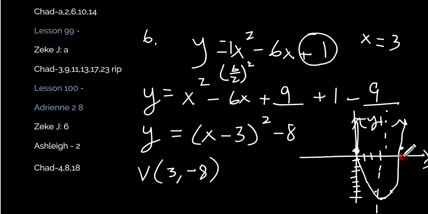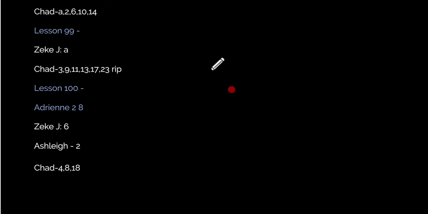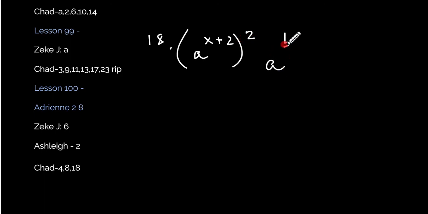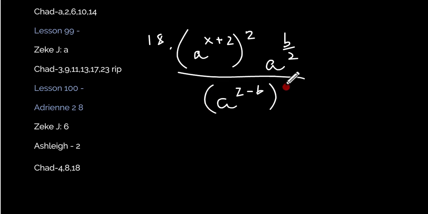All right, and the last problem of lesson 100 I'm going to do is number 18. I'm doing one of these for you, everybody. So a to the x plus 2, and I sure hope everybody's watching this video, 2, and this is a to the b over 2. And this is all over a to the 2 minus b to the 1/2. This is the same thing as the last one. All the bases are the same.